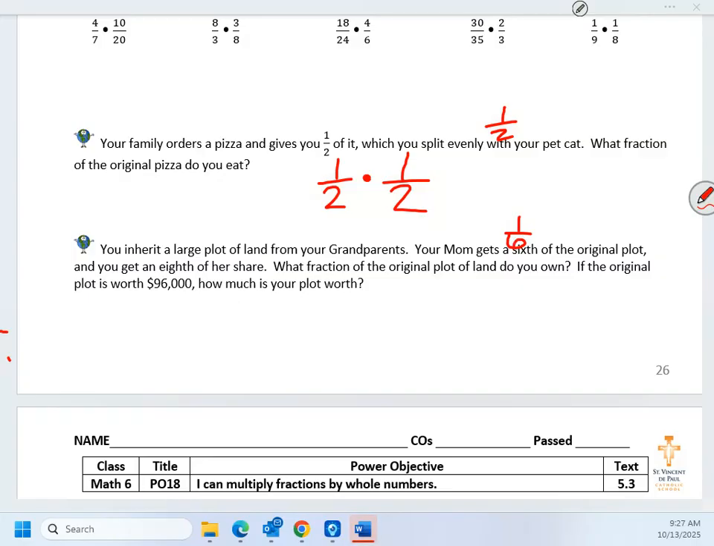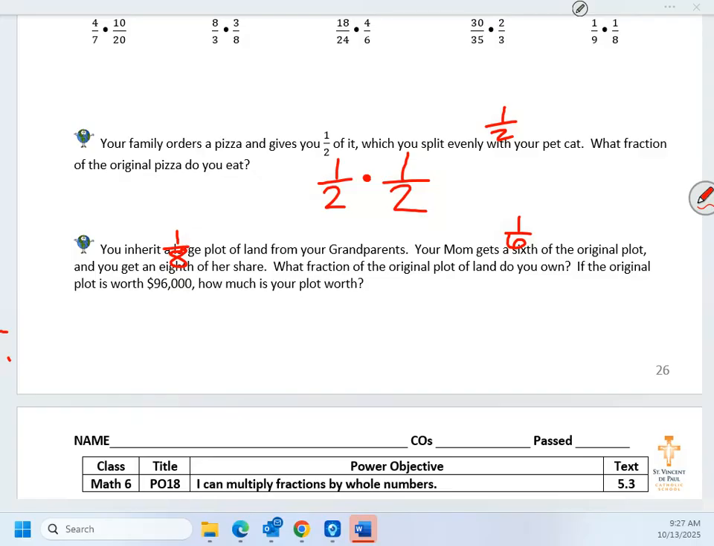And you get 1/8 of her share. What fraction is that? Joy? 1/8. What fraction of the original plot of land do you own? So you have to multiply your fractions. Second question.